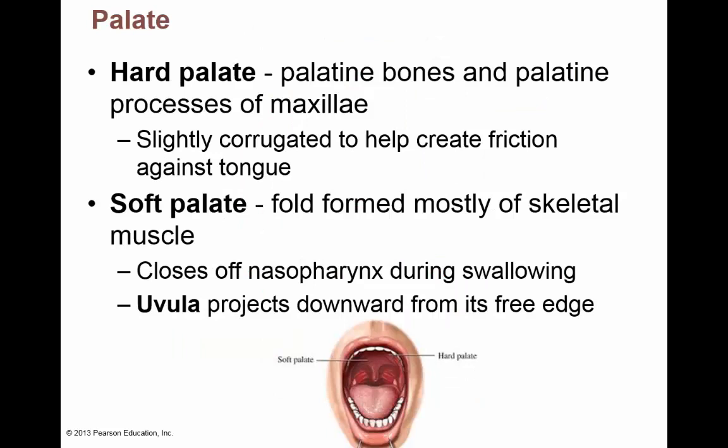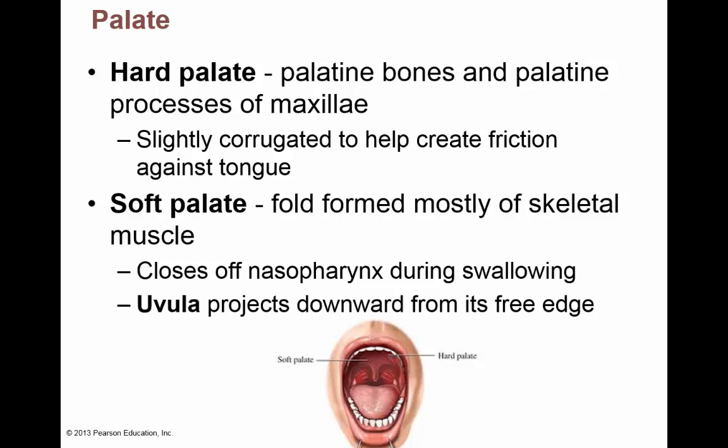You have the hard palate and you have the soft palate. The hard palate is at the front, the top of your mouth, because what bone is there? The palatine bone. The palatine bones and the palatine processes of the maxillae make little bumps and projections. If you feel the roof of your mouth, is it nice and smooth? No, it's slightly corrugated, slightly bumpy to create more friction. So when we smush food up there with our tongue, it helps break it apart easier.